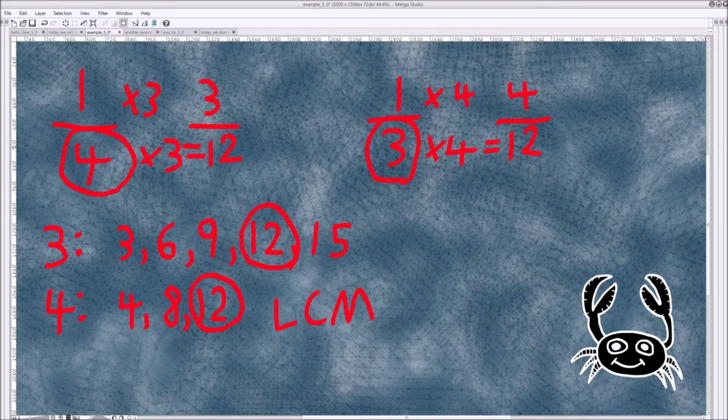So our new fractions that have a common denominator are 3/12 and 4/12. And that's how we get a common denominator, by finding the least common multiple. And don't worry, we're going to be doing another example. I know this can be hard to grasp at first, but just stick with it, guys, and you will be masters at it in no time.